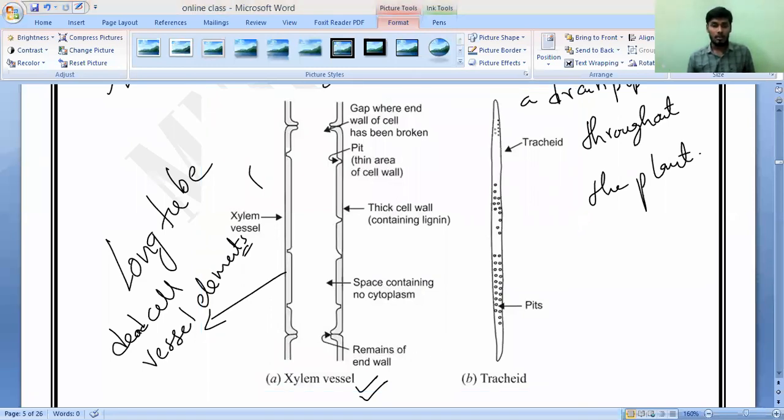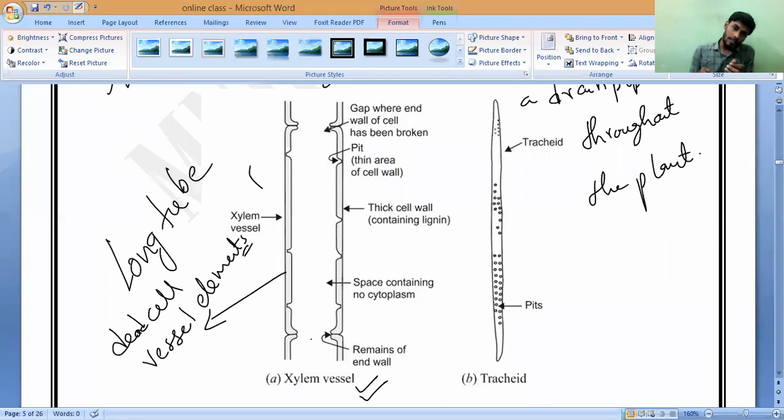Remember, it has a thick wall and is made with dead cells joined end to end. Observe carefully here. Have you noticed it? It looks like pipes joined continuously.